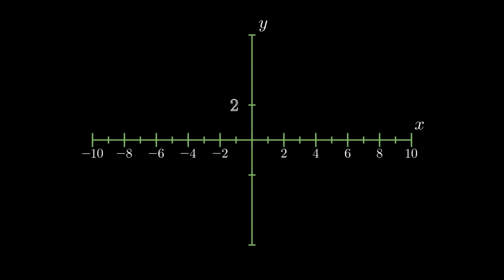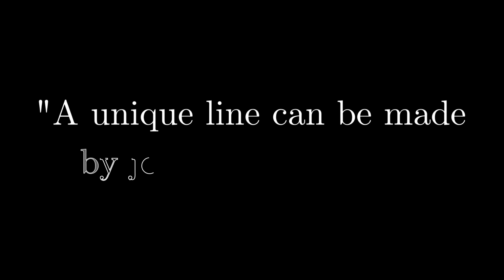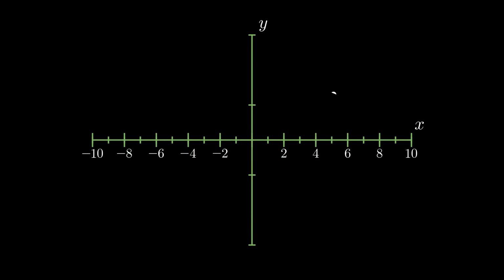If we're given a graphed linear function and tasked to find the equation of the line, we can easily identify the y-intercept. But how do we calculate the gradient of this line? Before we go further, we need to understand one of the Euclidean postulates. A unique line can be made by joining two points. Basically, this postulate states that from two fixed points, we can only make one unique line by joining them, meaning no two lines contain the same points.